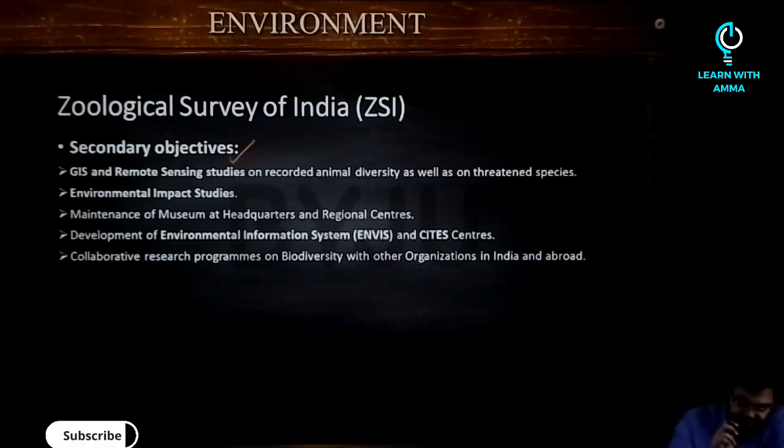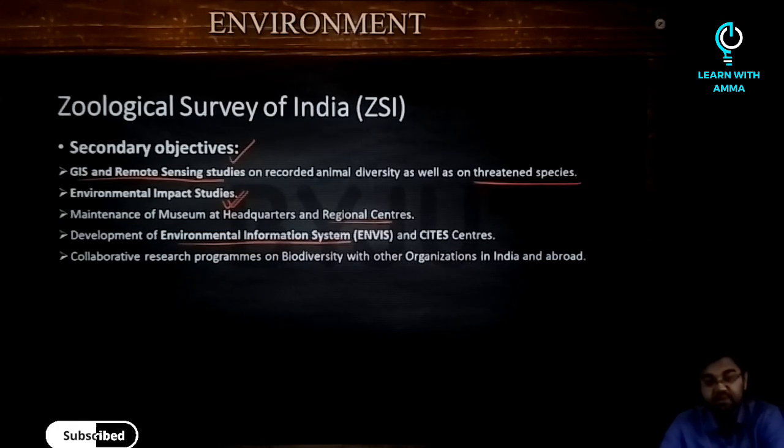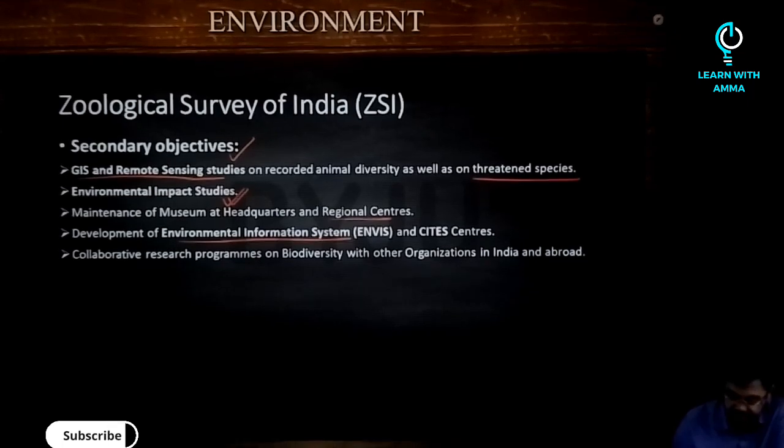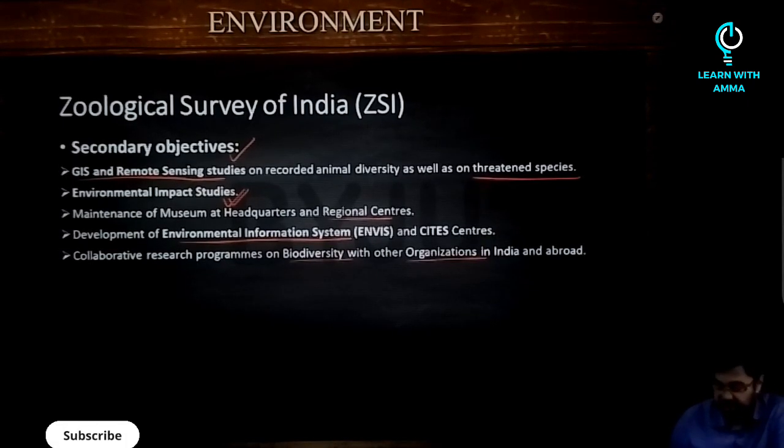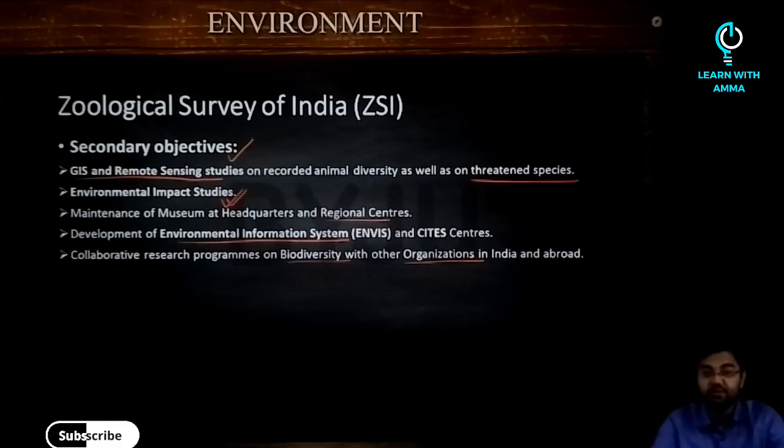So under the secondary categories, the first one is GIS and remote sensing studies on recorded animal diversity as well as on threatened species. Then environmental impact studies are done, maintenance of museum at headquarters and regional centers, development of environmental information systems and sites centers. Then collaborative research programs on biodiversity with other organizations in India and abroad. So this is Zoological Survey of India.